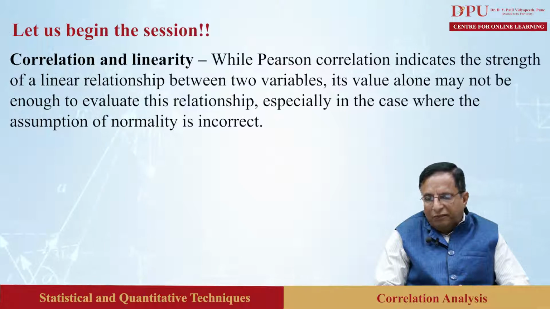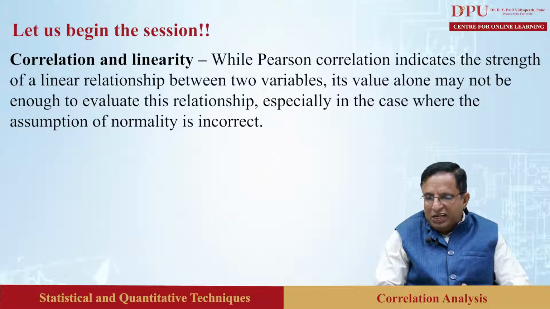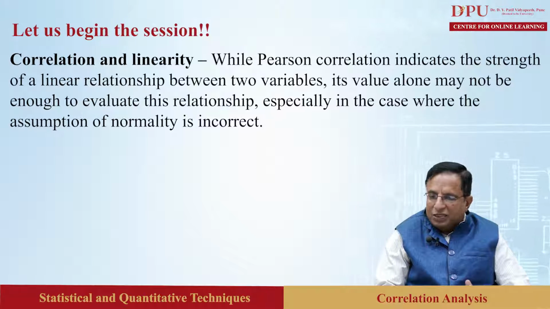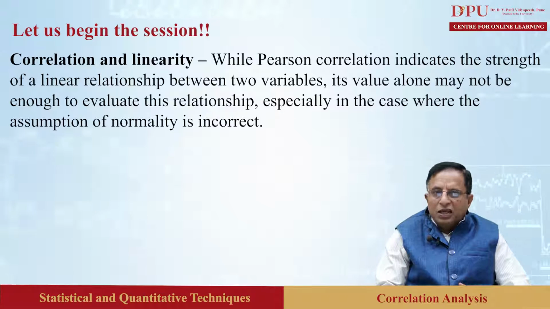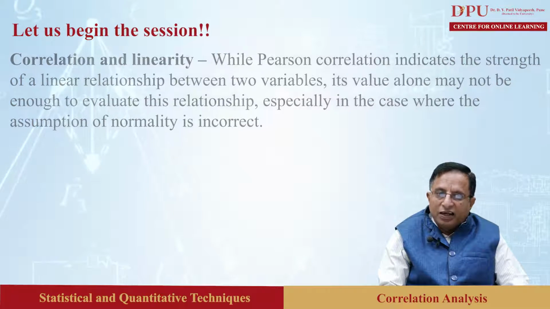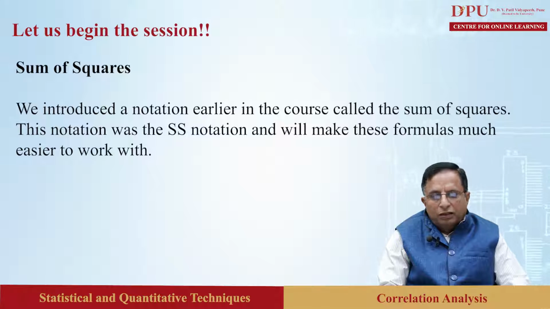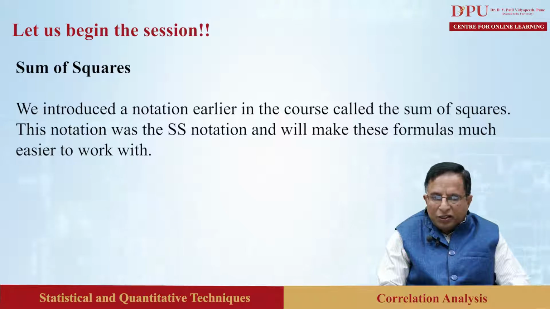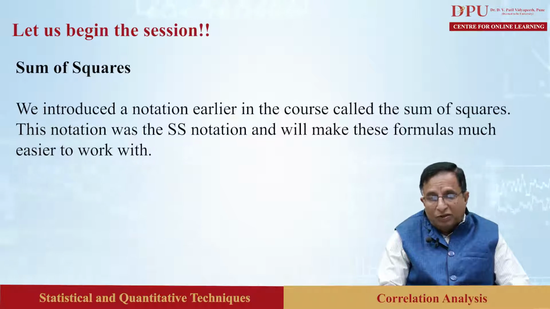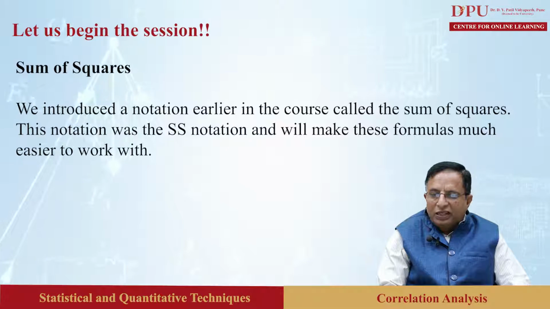Correlation and linearity. While Pearson correlation indicates the strength of a linear relationship between two variables, its value alone may not be enough to evaluate this relationship, especially in the case where the assumption of normality is incorrect. Sum of the squares. We introduced a notation earlier in the course called sum of squares. This was the SS notation and will make these formulas much easier to work with.